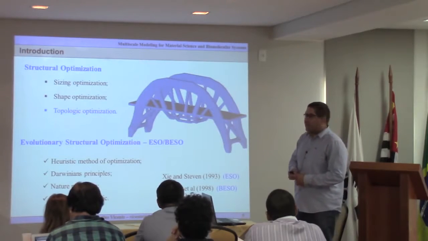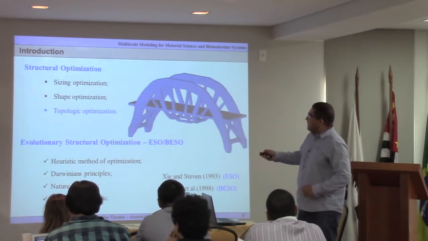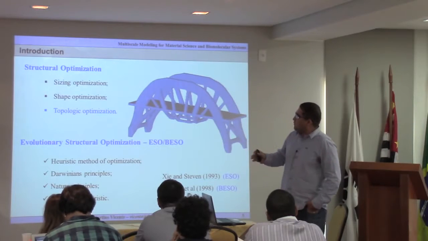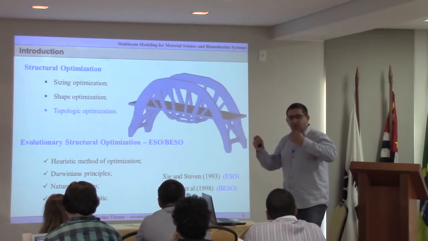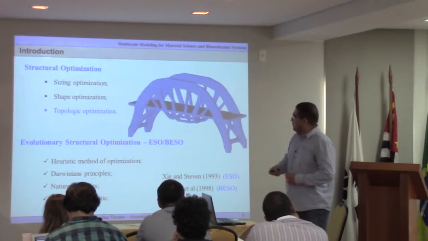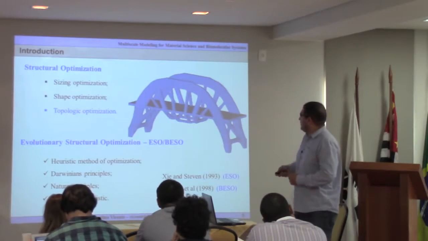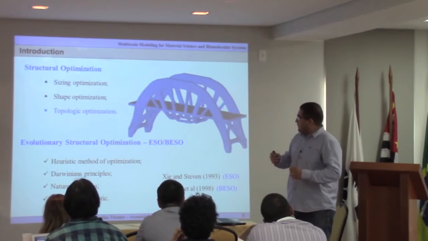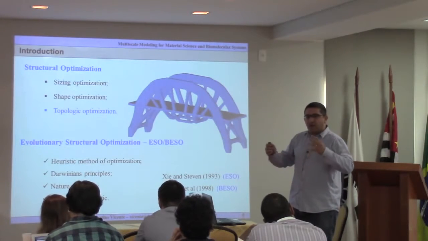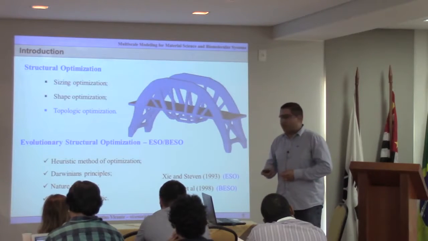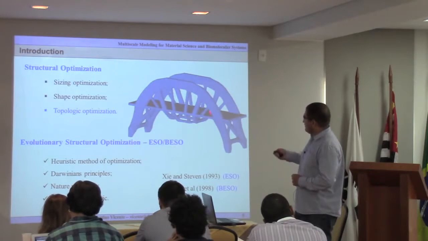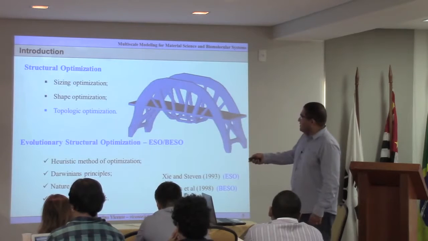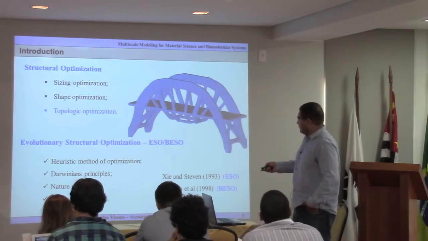Inside structure optimization, we have three kinds of optimization. In sizing optimization, we change the parameters of our structures. In shape optimization, we change the external border of the structure. And topology optimization is the method that we are using now. So as we can see, we can start from a volume, do finite element analysis of the structure, and remove the inefficient part of that structure. You can come from a structure like this. This is a bridge from previous work that we have done. It was already explained, the evolutionary structural optimization.